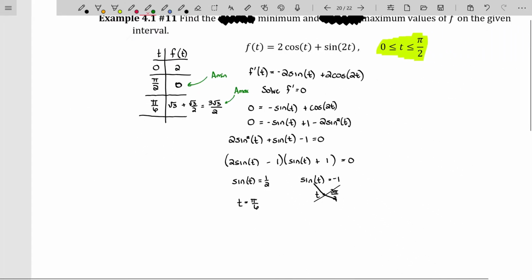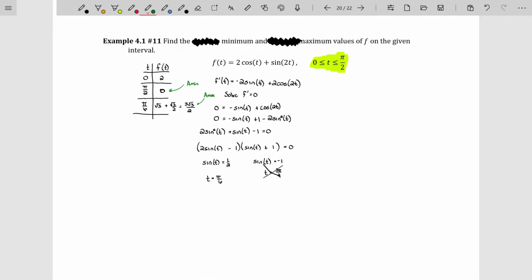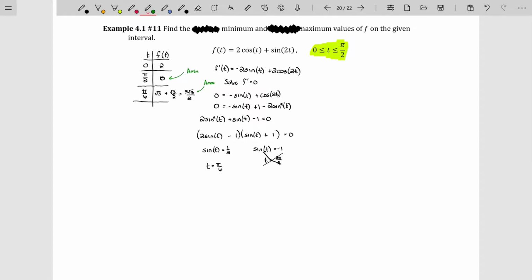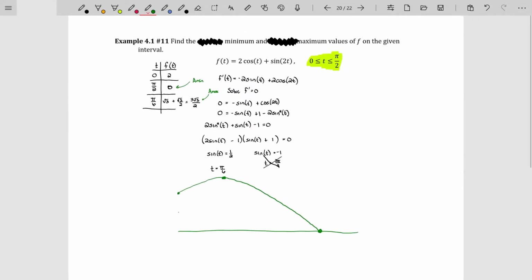And if you were to want to graph that function, I suppose you could, just out of curiosity, right? We know at time 0, the height is 2. At time pi over 2, the edge of the interval, the height is 0. And so that's our absolute minimum. And at time pi over 6, which is like a third of the way through this interval, it is a height higher than 2. So it might look something like this. That's pretty good. All right, let's see what we have coming up next.